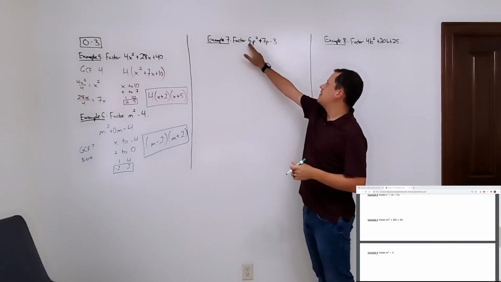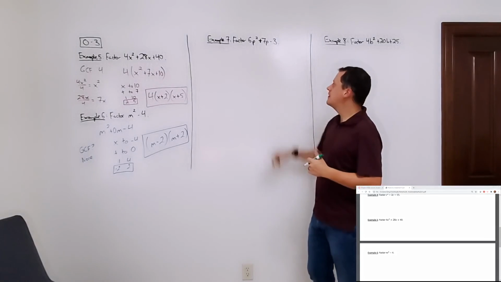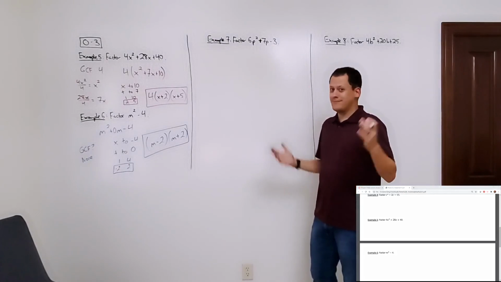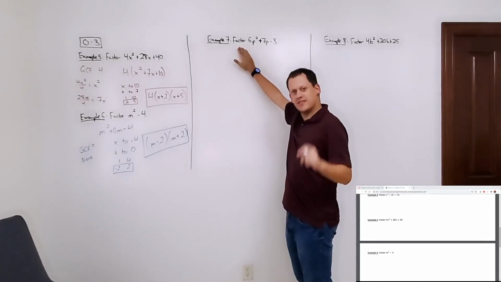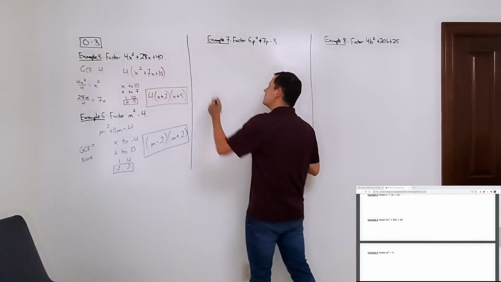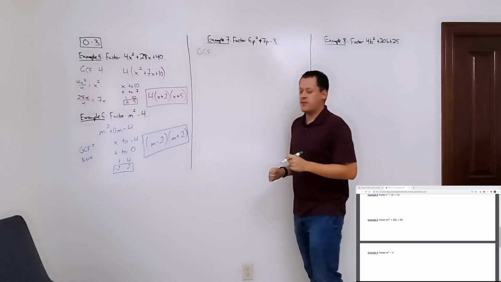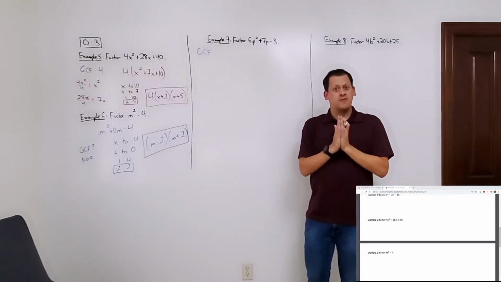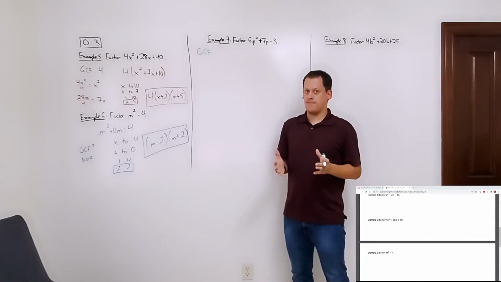We want to factor 6p squared plus 7p minus 3. Step 1 is always the same. Doesn't matter what it looks like. If it's asking you to factor, step 1 is to try and find a GCF. Always. Okay. Take comfort in the fact that your first step when you're asked to factor is always to find a GCF, if there is one.